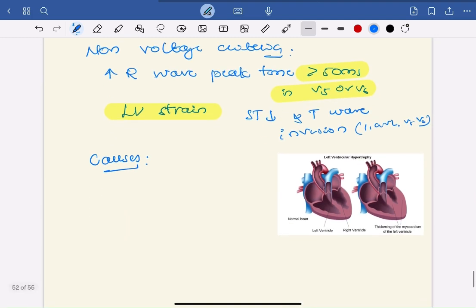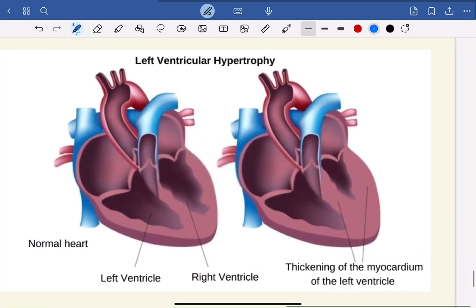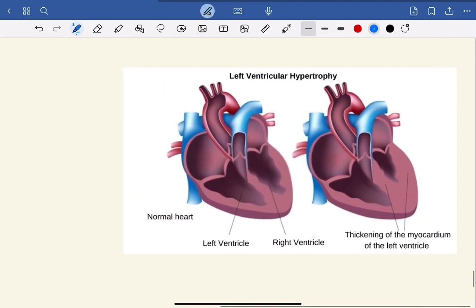Look at what happened in this diagram. This is a pictorial diagram showing LVH. This is a normal heart. See, there are normal chambers and normal thickness of the left ventricle. So what happened here? The thickness of the left ventricle has increased. This is the representation of LVH.